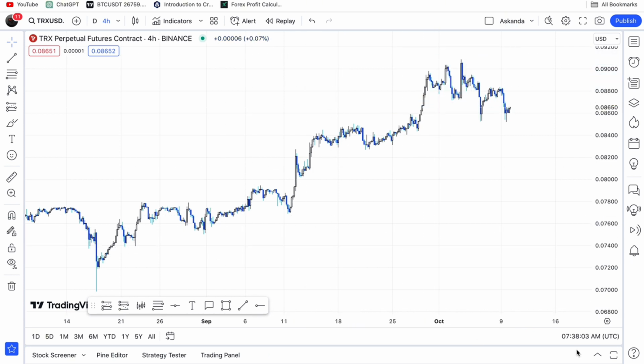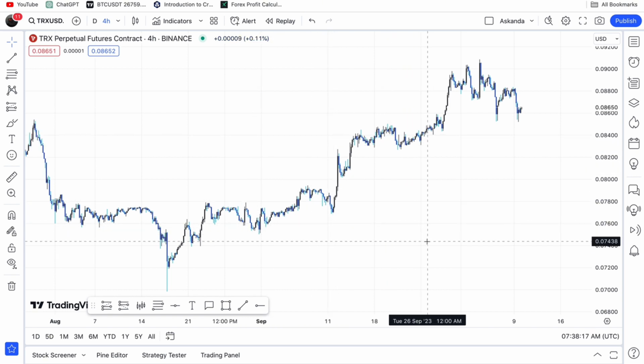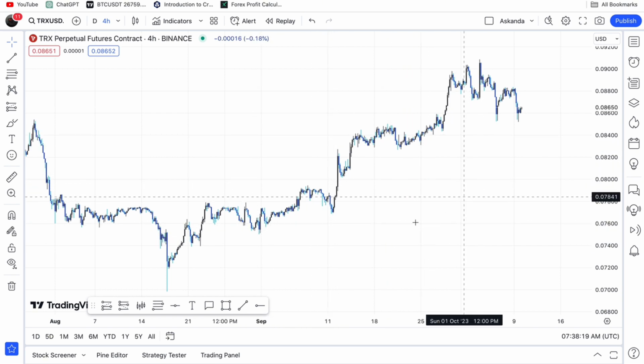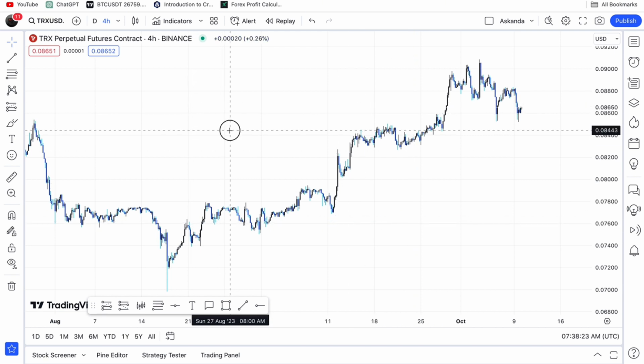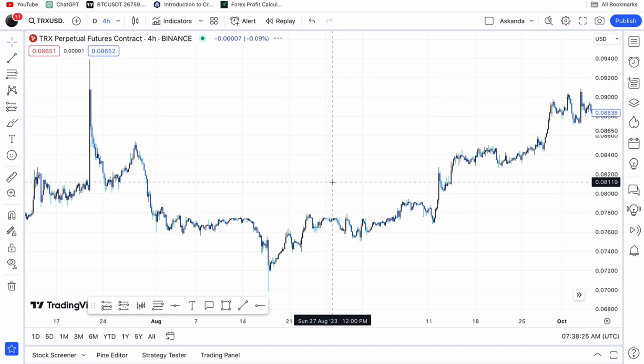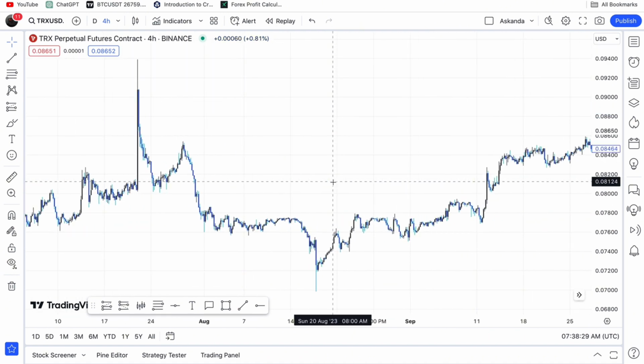So the current time is 7:38 p.m. Ghana time. The London session just opened 30 minutes ago. So you can see the current time here. The reason why some of you are not even able to make money is because you don't understand what you are doing. We have types of movement in the market: upward movement, downward movement, and consolidation.